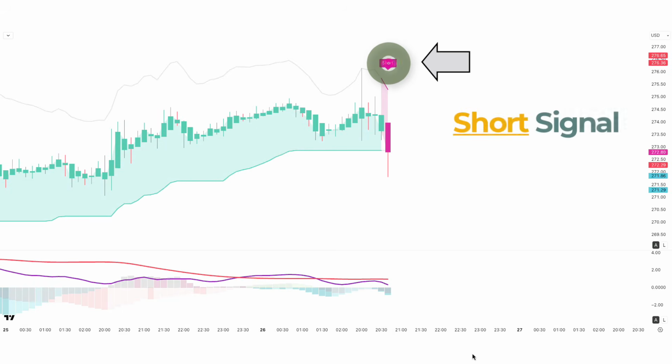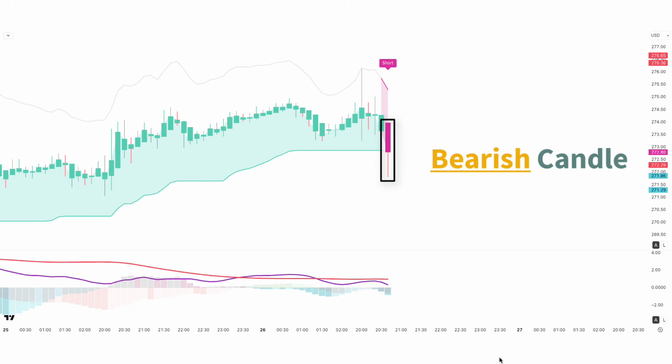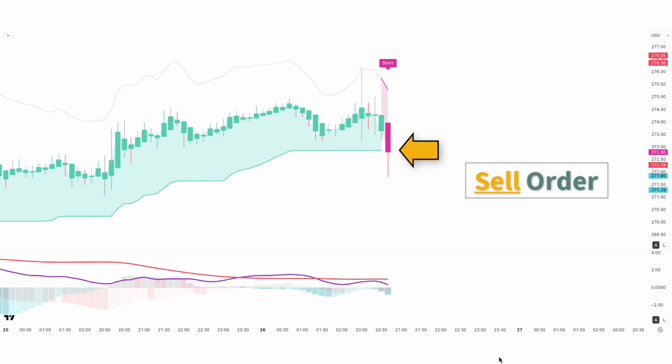Here, the Trend-Following Volatility Trail arrow of this indicator is a short signal. Here, the red line of Zero Lag Multi-Time Frame is above the purple line. Here, the market has made a bearish candle to give confirmation. So all our conditions are being fulfilled, so we are placing an order to sell.